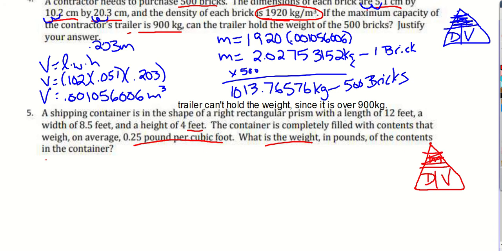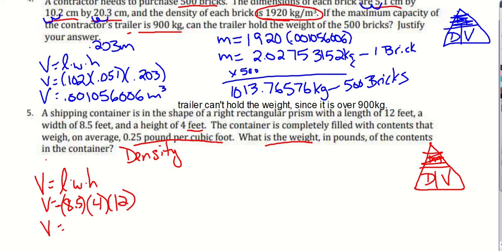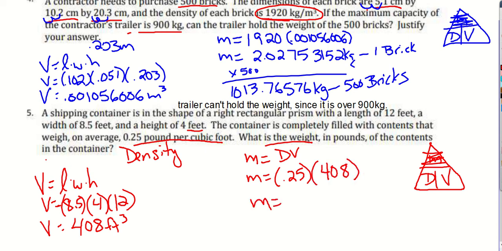So mass, density, volume. We're going to do density times volume. The density is 0.25 pounds per cubic foot. Now we have to calculate the volume. The volume, remember, is length times width times height. So this is going to be 8.5 times 4 times 12, and our volume is 408 cubic feet. And so the mass is the density times the volume. So this is 0.25 pounds per cubic foot times 408 cubic feet. And so the mass is 102 pounds. All right.